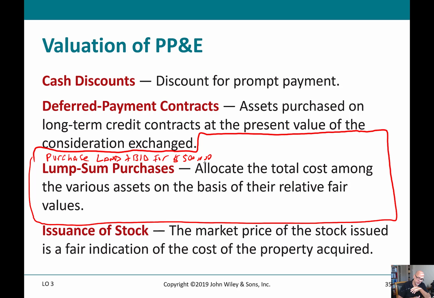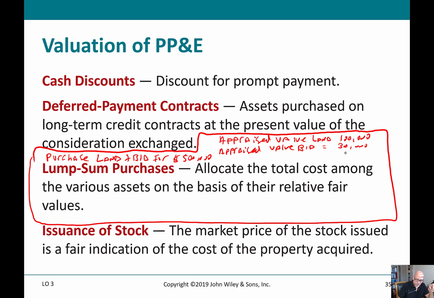Now, how much of that should go to the land versus how much should go to the building? It matters because we're going to depreciate the building. We're not going to depreciate the land, right? So what we would do is get appraised value of the land, and let's say the appraised value of the land is 100,000, and then we would get an appraised value of the building, and let's say that was 300,000.